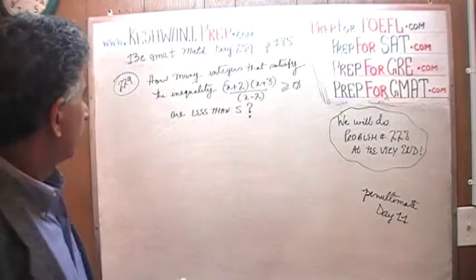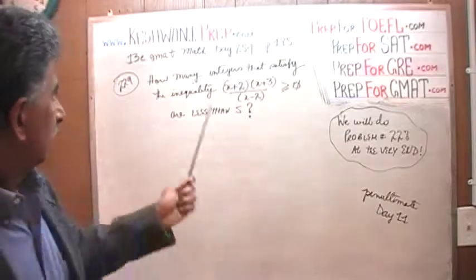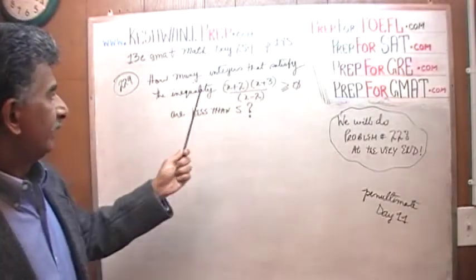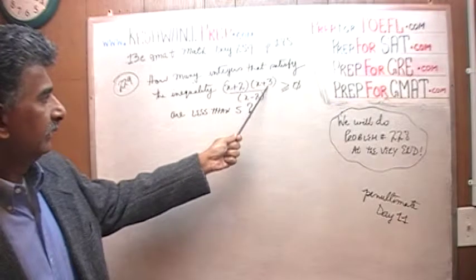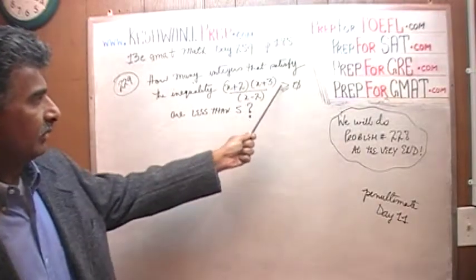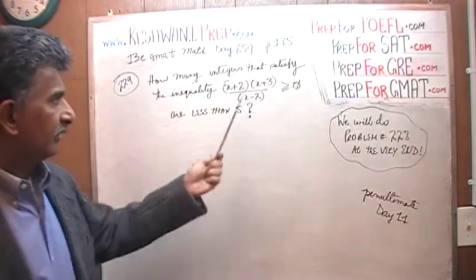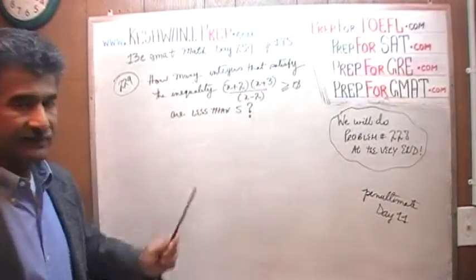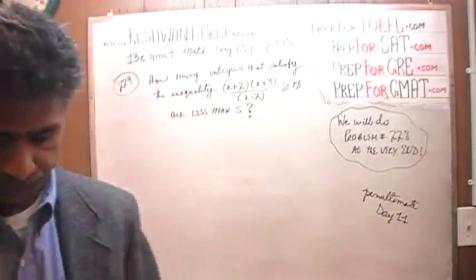Second to the last problem is what we're going to do. The question here is, for how many integers that satisfy the inequality given to us, x plus 2 times x plus 3 divided by x minus 2 is greater than or equal to 0, are less than 5? That's all they're looking for. Let's see what we can do here.